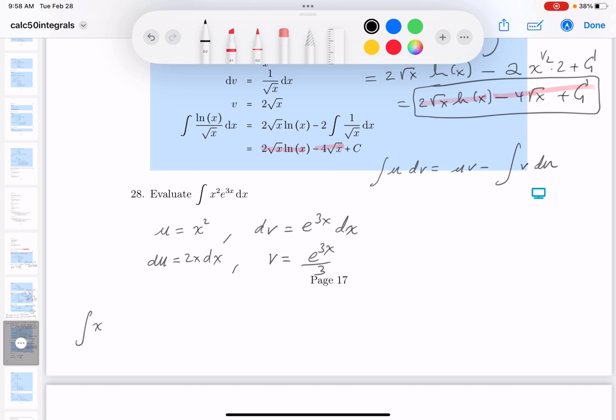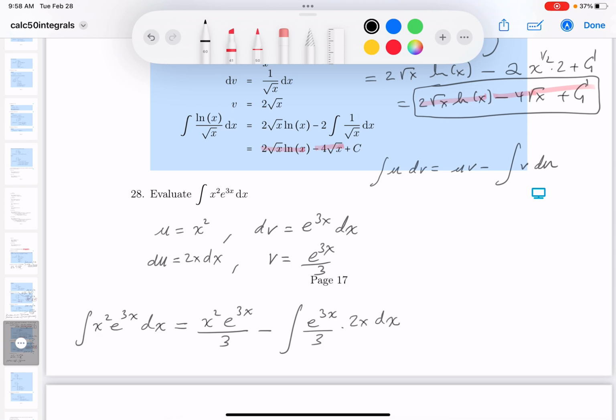So x squared, e to the 3x. I'm hoping things are going to get better, by the way. So let's see, it's going to be uv. That's not so bad. It's x squared, e to the 3x over 3 minus, well, it's going to be v du now, right? So what's v? It's e to the 3x over 3, and the du is going to be 2x dx.